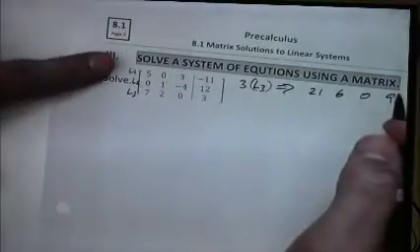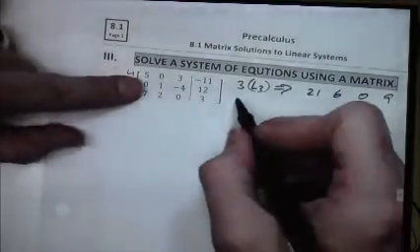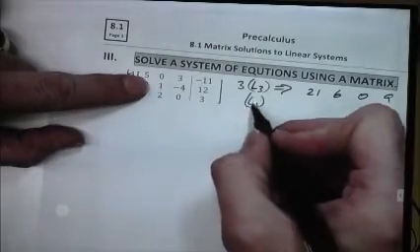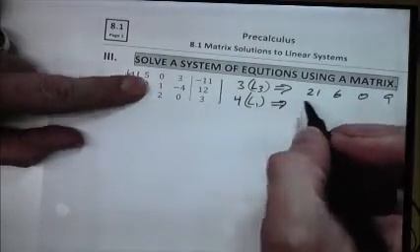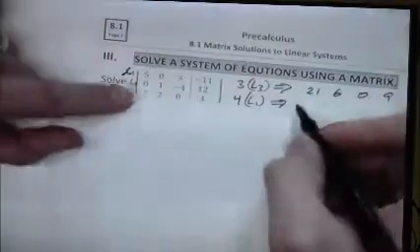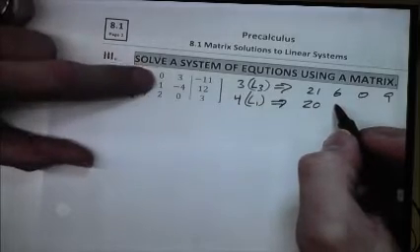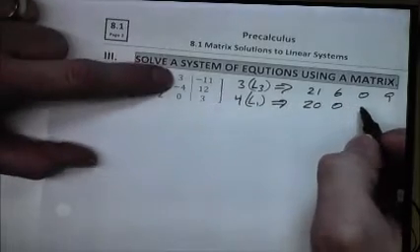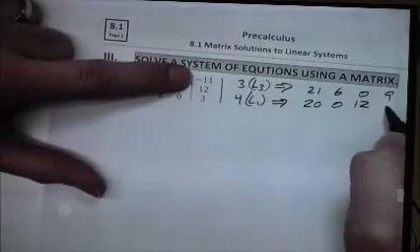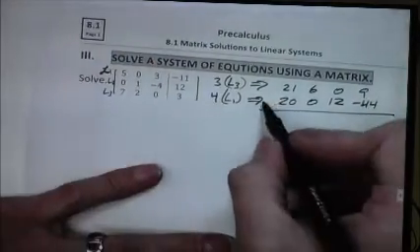And then I am going to do this one, L1, I'm going to multiply it by 4. Because 4 times 5 gives me, that's now 20. 4 times 0 is 0. 4 times 3 is 12. And 4 times negative 11 is negative 44. And now I can subtract.